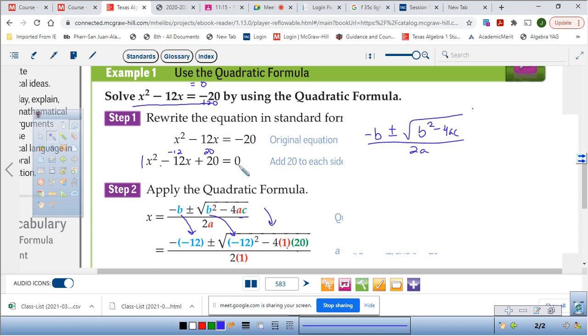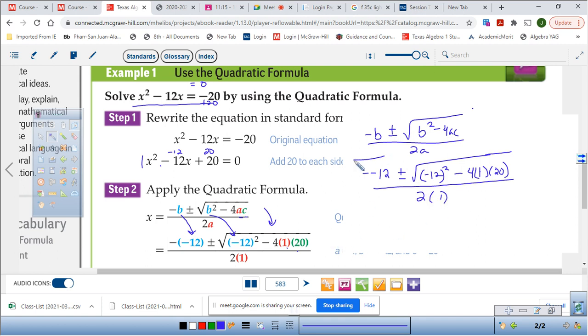So b is now a negative 12 plus or minus the square root of b squared, which is negative 12 squared, minus 4 times 1 times c, 20, all over 2 times a, which is 1. And that's it. Really simple.